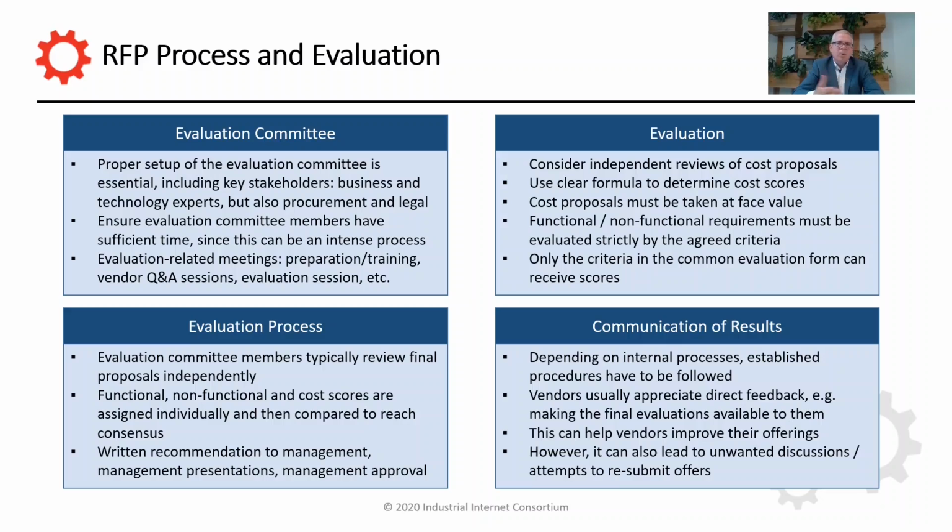So this all feeds into the evaluation process, where you typically first look at the functional and non-functional items, and then the cost scores, and basically feed all of this into your evaluation sheet to get first results. The result for your management typically is not only the score, but also a written recommendation that provides a short and succinct statement with your recommendation based on the evaluation.